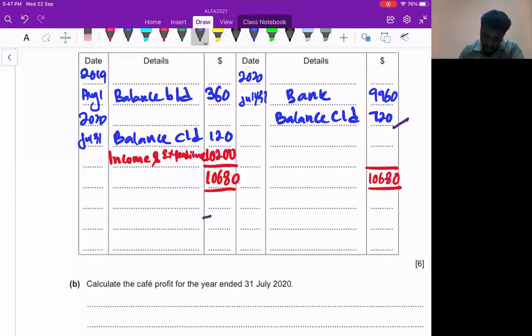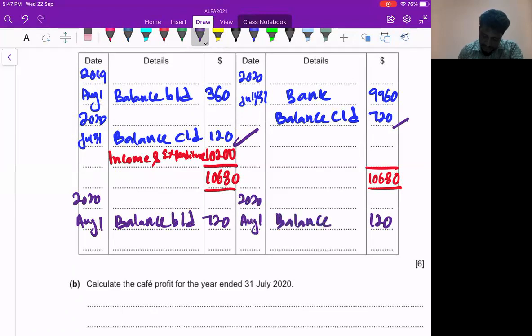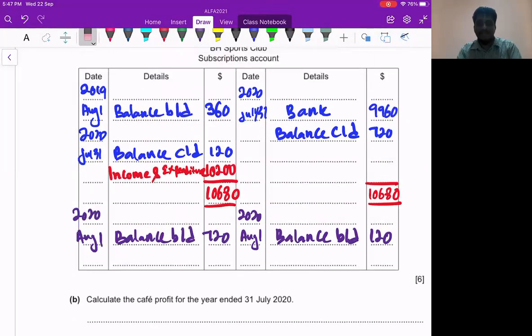This balance CD must go here as balance BD. 2020, August 1st. This balance CD goes here as BD under 2020 August 1st. If you didn't write the balance BD, you wasted 2 marks actually. Okay, now subscription account.